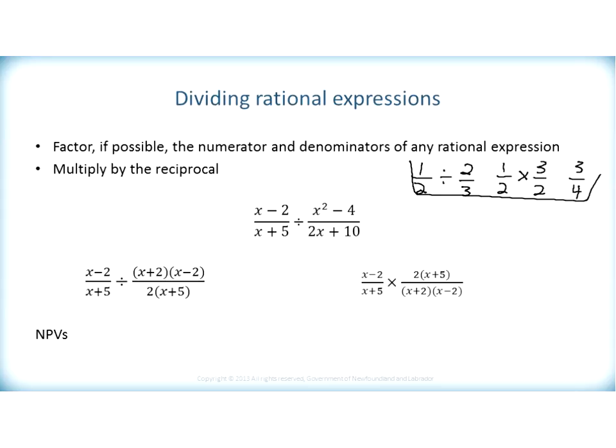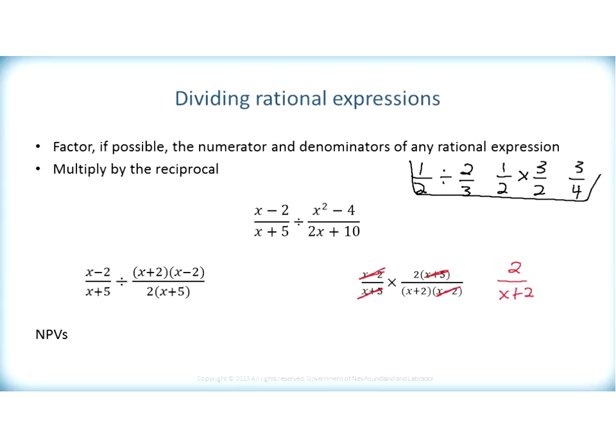When we simplify, we will cancel the x plus 5 and the x plus 5. We'll also cancel the x subtract 2, x subtract 2. We're left with 2 over x plus 2.